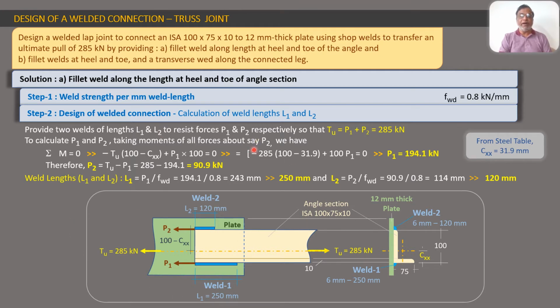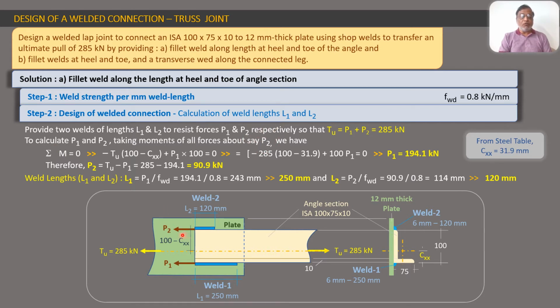So we are taking P2. Just understand this equation. This is sigma, meaning algebraic sum of moments. This is going to be equal to 0, sigma M equal to 0. This is just the equilibrium equation, the third equilibrium equation. So sigma M equal to 0 about P1, sorry, P2. Remember that we are taking all these moments about P2.